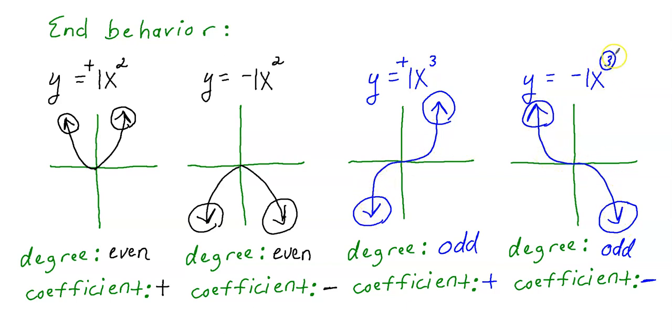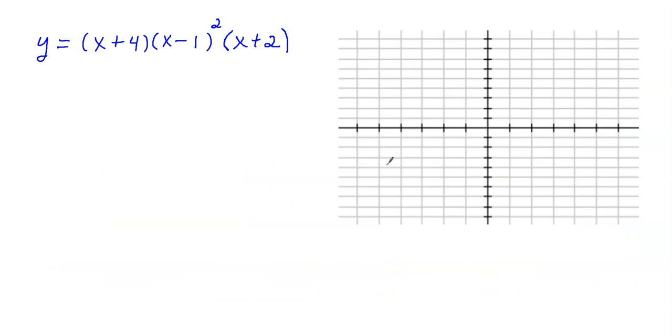So keep that in mind, that when the exponent's odd, there's a cross, and when the exponent is even, there's a bounce. That's going to help us when we make graphs. So let's move on here. Let's make the graph of this using some information we just learned.